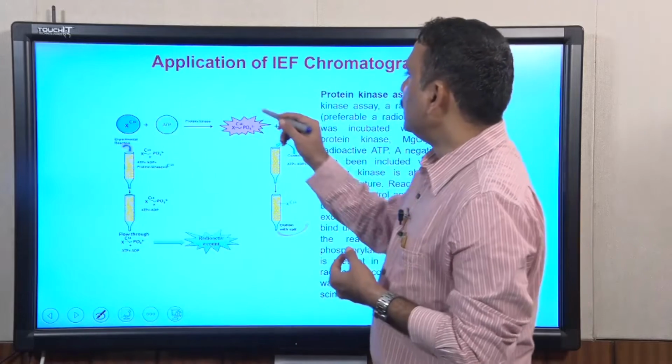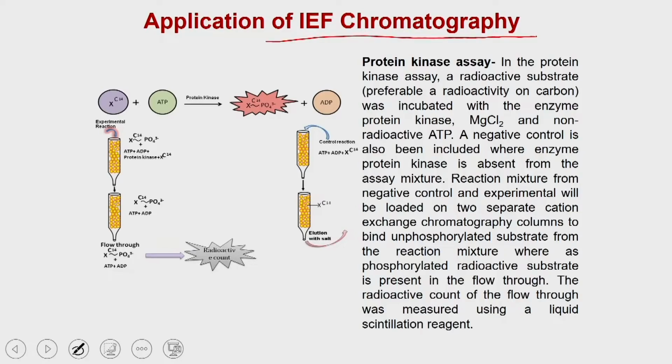Now, you can also use ion exchange chromatography to study the protein kinase assay. You know the protein kinase assay. If you use the protein X and add ATP, what protein kinase will do is take up the phosphate from the ATP, and that phosphate will be transferred onto the substrate, and you will get the phosphorylated X, and the ATP is converted into ADP.